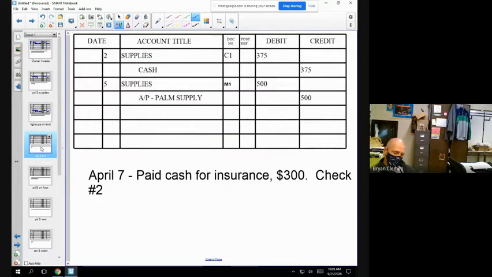Dustin, will you read that one, please? April 7th, paid cash for insurance, $80, check number 2. Okay, so which is the debit for that one? Credit? Insurance would be debit, cash credit. So prepaid insurance.